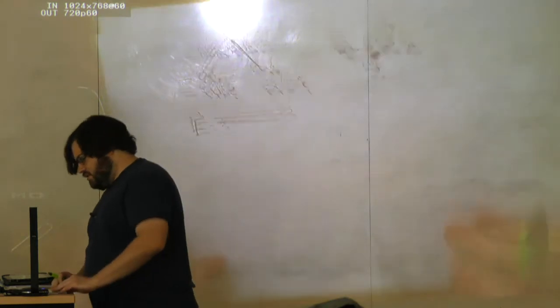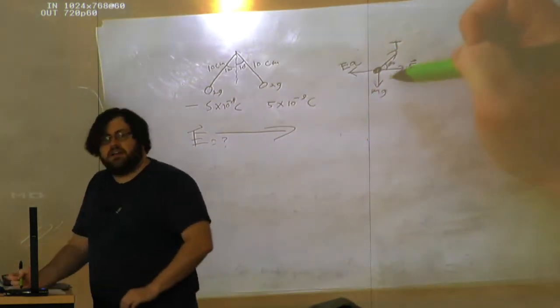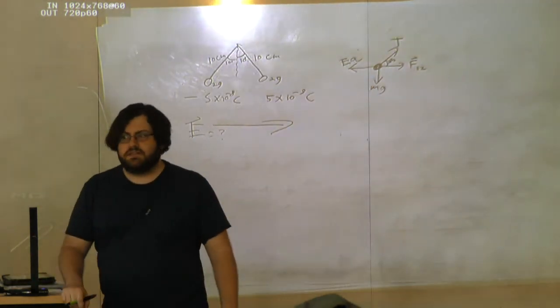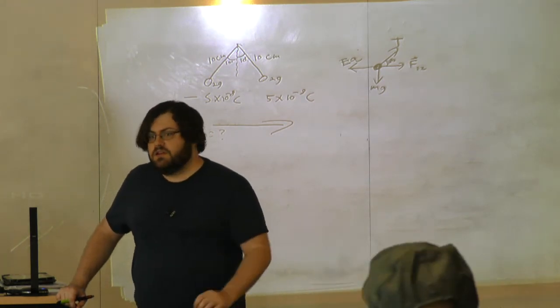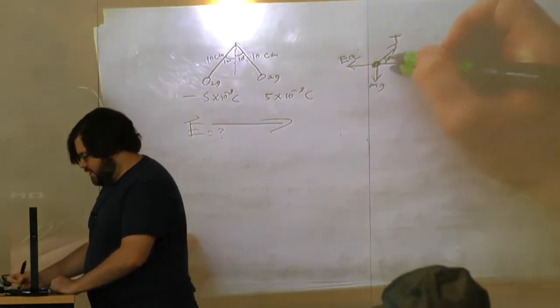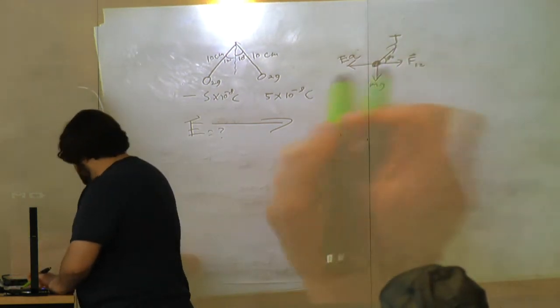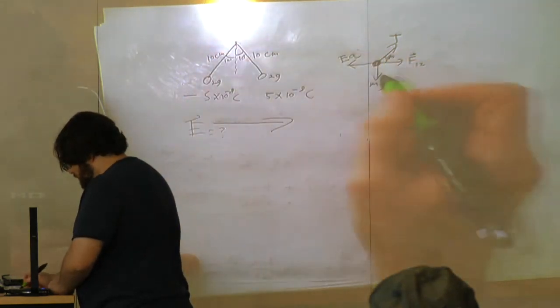All right, so the very first thing that I did was I drew a free body diagram because I know what equilibrium means. Equilibrium means that the net force on each body is 0. So what that tells me is that the up and down forces are going to cancel, and the left and right forces are going to cancel. This is on the negative charge, by the way.